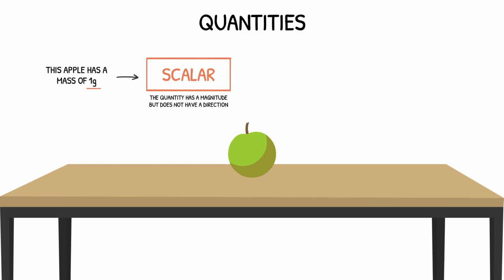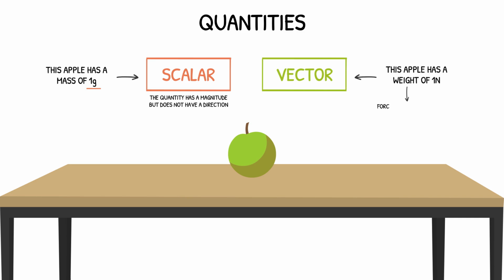However, if I were to tell you that this apple has a weight of 1 Newton, then we now have ourselves a vector quantity. Weight is the force of gravity on an object that has a mass, and gravity always acts downwards. Knowing the weight of the apple means our quantity now has a magnitude and a direction. In this example, the magnitude is 1 Newton and the direction is downwards. We can now annotate this diagram to give a visual representation of this vector quantity. The vector diagram for an apple with a weight of 1 Newton would look something like this.